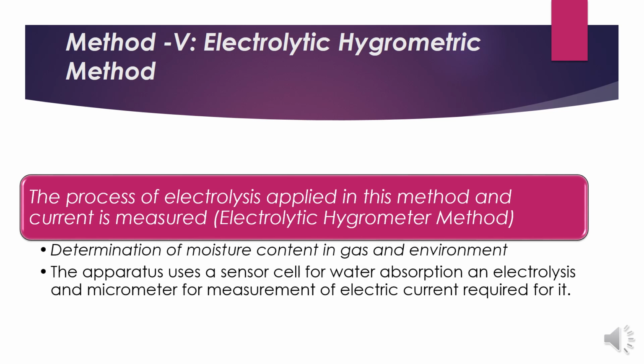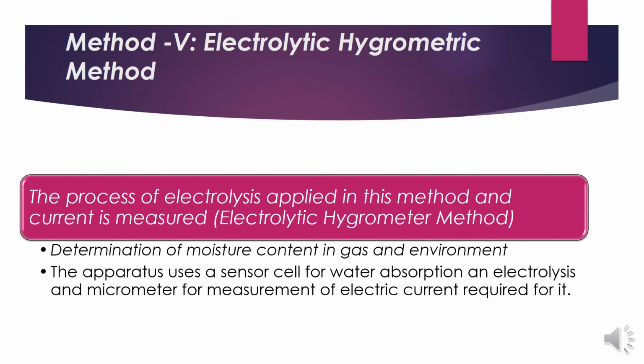It is used for determination of moisture content in gas and environment, again like the dew point method. This electrolytic hygrometric method is also employed for the determination of moisture content either in a gas specimen or whenever you are going to check the environmental moisture content level.